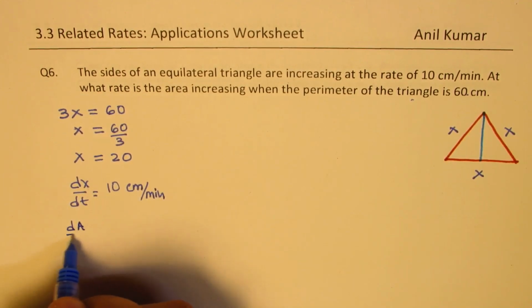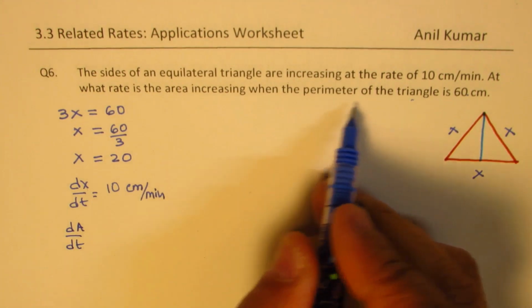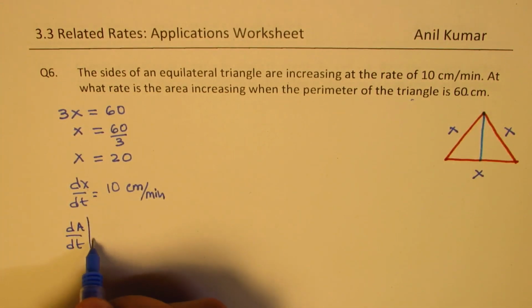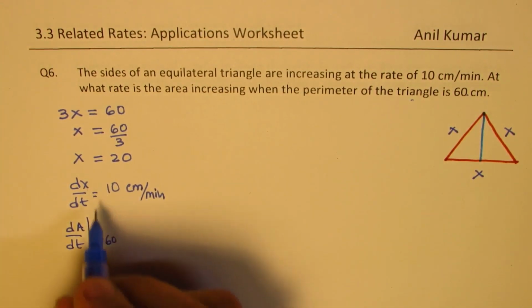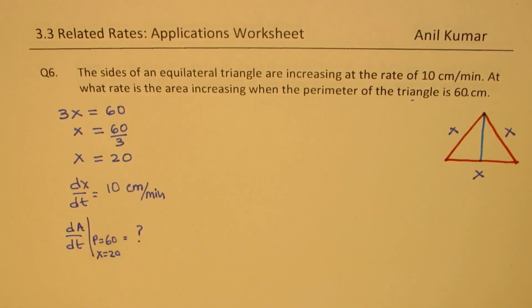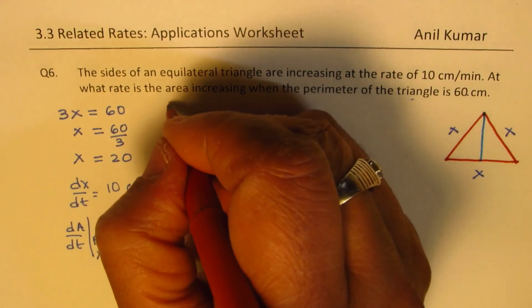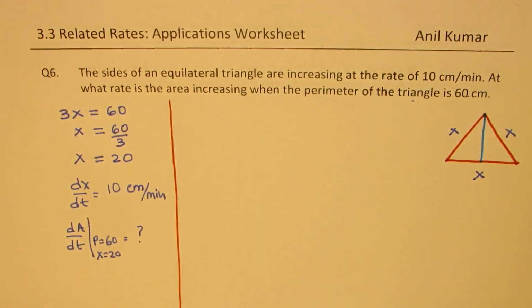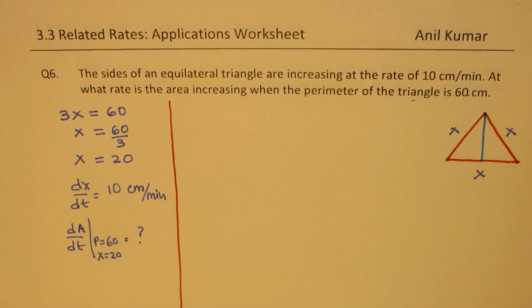At what rate is area increasing? We want to find dA/dt when perimeter is 60. So when perimeter equals 60, or we can say x equals 20, this is what we need to find. So I think that is a better approach. You write down whatever you have understood from the question first, and now figure out what could be the relation which can help you solve this related rates question, right? So this is the approach.